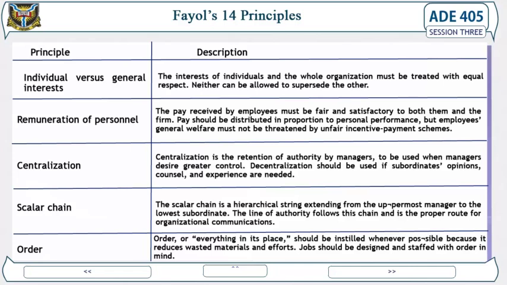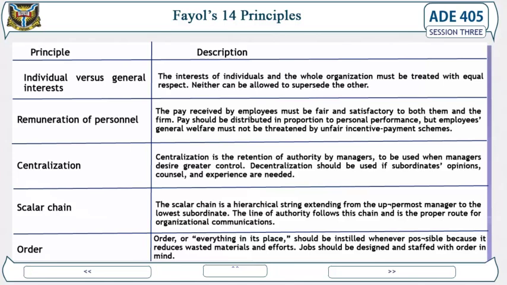Remuneration of personnel. The pay received by employees must be fair and satisfactory to both them and the firm. Pay should be distributed in proportion to personal performance, but employees' general welfare must not be threatened by unfair incentive payment schemes. Centralization. Centralization is the retention of authority by managers to be used when managers desire greater control. Decentralization should be used if subordinate opinions, counsel, and experience are needed.